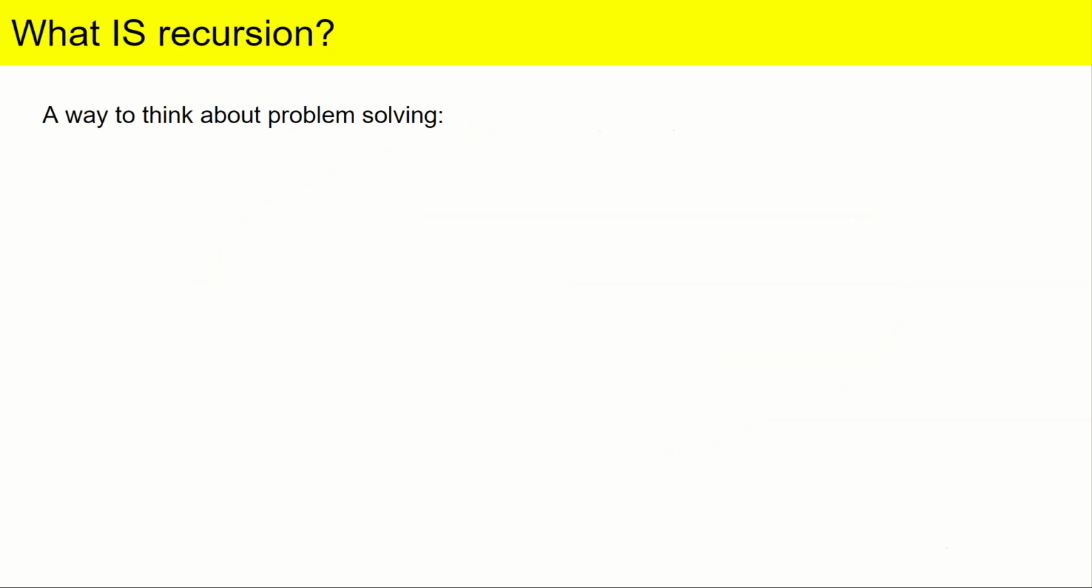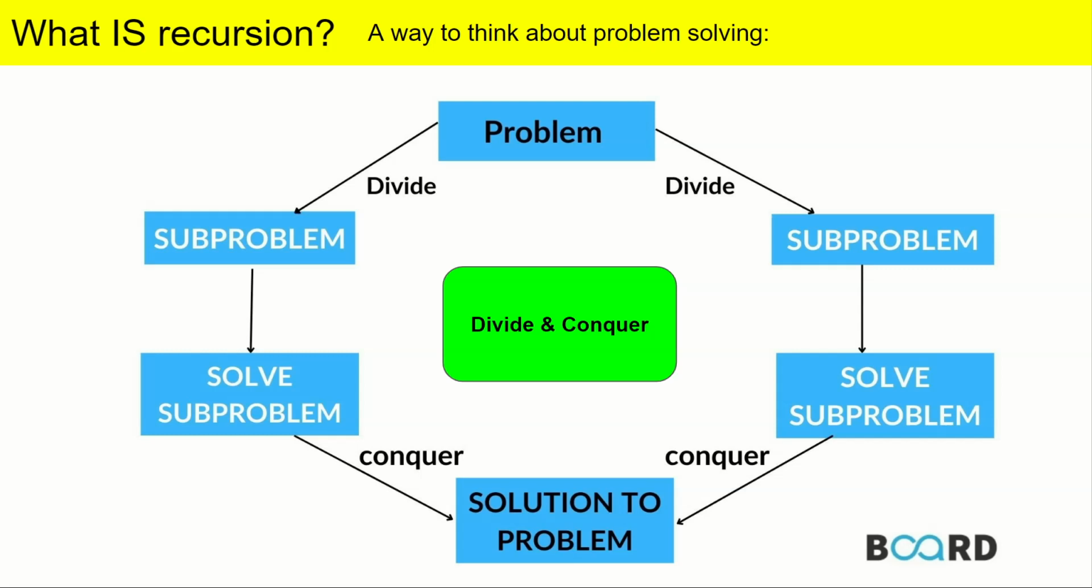Recursion is a specific way of thinking about problem solving that's very well suited to particular kinds of problems that will make solutions really short and really simple. So there's a type of problem solving strategy called divide and conquer. And the way it works is if you have a big problem, you divide it into smaller pieces called subproblems, and then you have different approaches to solving those subproblems. And then once you have the solutions to the subproblems, you put them together to solve your original problem.